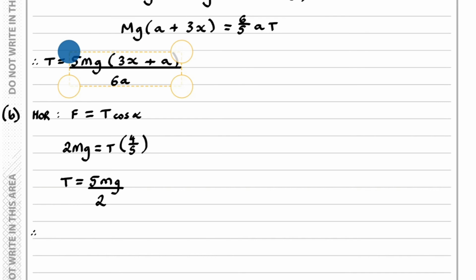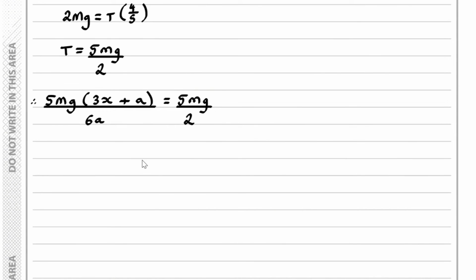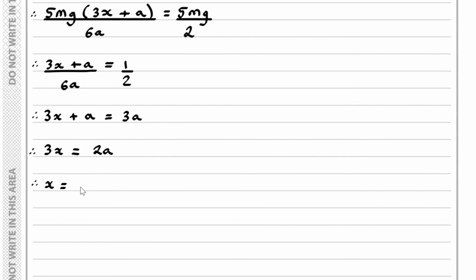So I've got this, which is t, and I'm going to set that equal to this over here. And what I need to do is find out what x is. Well, the mg's cancel, and so do the 5 mg's. So I've got 3x plus a over 6a, and that's equal to 1/2. So I've got 3x plus a equals 3a. 3x is equal to 2a, and so therefore x is equal to 2a over 3.